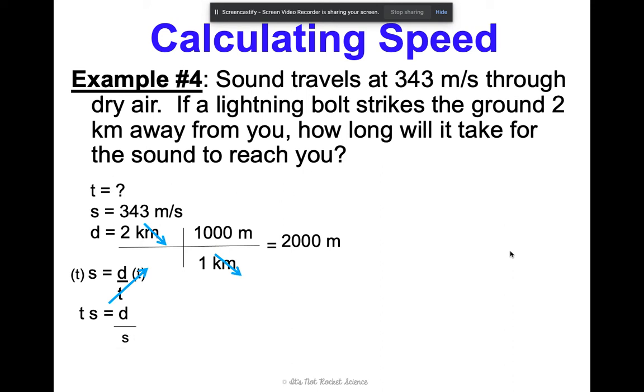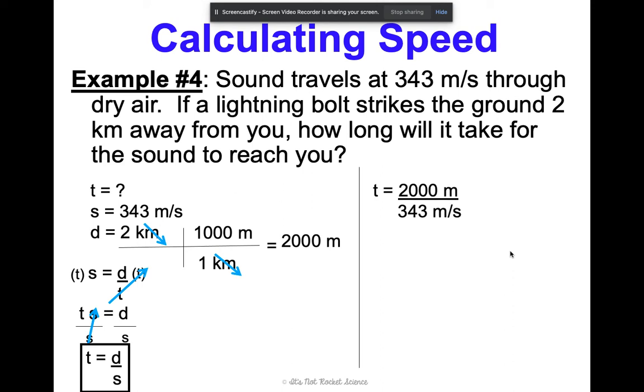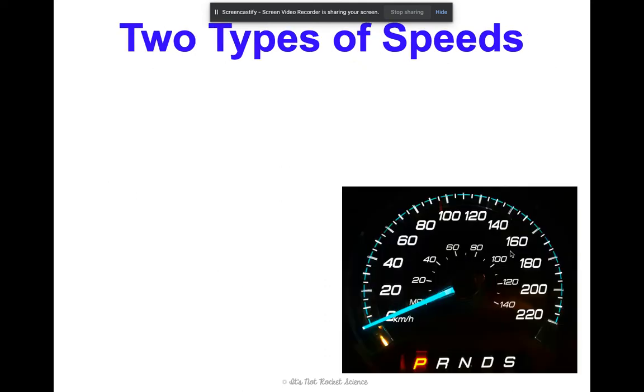Distance divided by speed gives us time, like this. So for time, you would do 2,000 divided by 343 meters per second. So that gives us our time of 5.83 seconds.